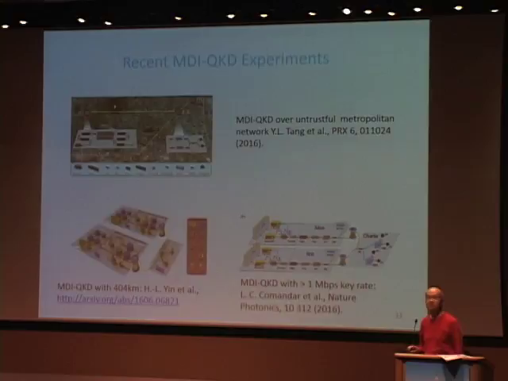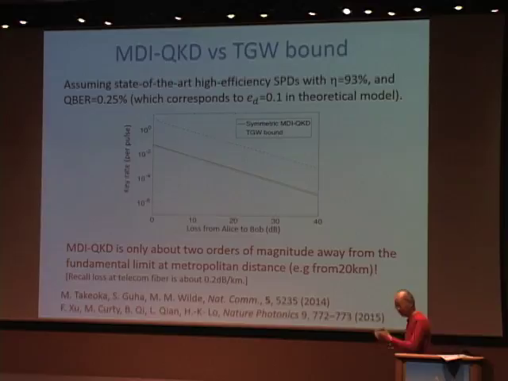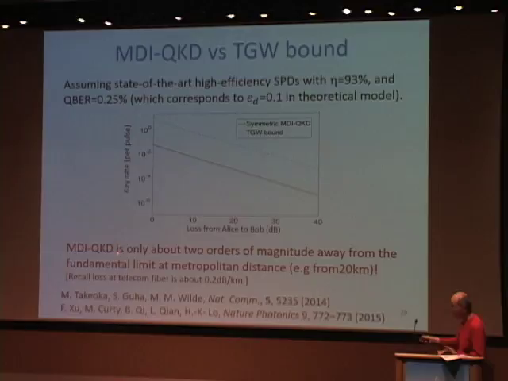So you may wonder, fundamentally, how large is the key rate? We have done this analysis in our paper here. And what we found is MDI QKD actually works quite well. It's highly efficient with state-of-the-art, high efficiency single photon detectors. If you get efficient detectors, like 93% efficiency, you get this key rate, and this is the loss or distance in dB. So the key rate we got from MDI QKD would be this solid line.